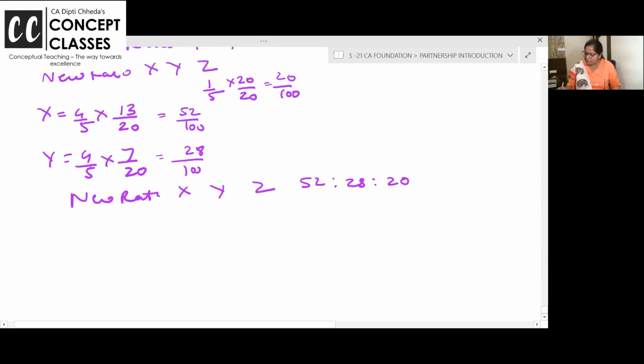And if you want to simplify, divide by 5 या 4. 4 से divide कर सकते हैं ना. So 13, 7 4s are 28 and 5 4s are 20. You can write divide by 4. So this is the new ratio.